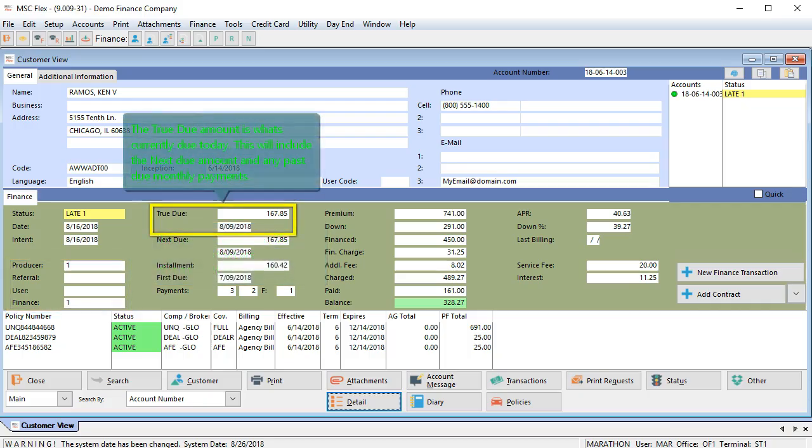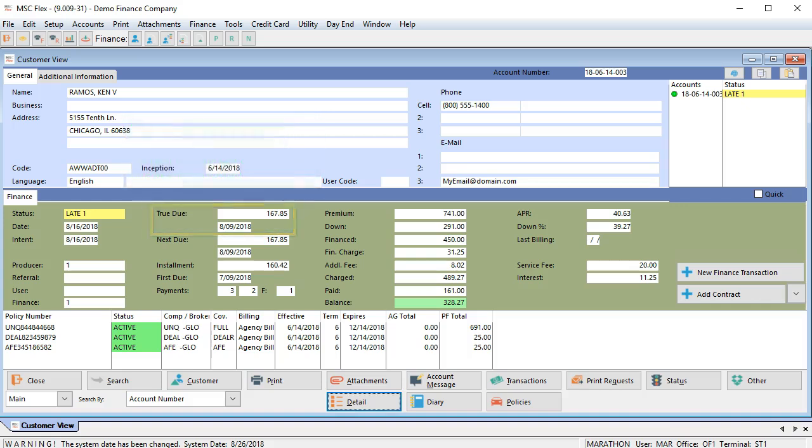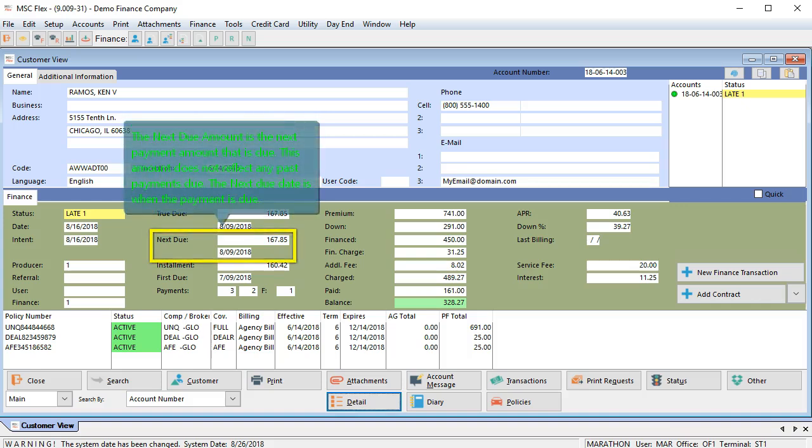The true due amount is what's currently due today. This will include the next due amount and any past due monthly payments. The next due amount is the next payment amount that is due. This amount does not reflect any past payments due. The next due date is when the payment is due.